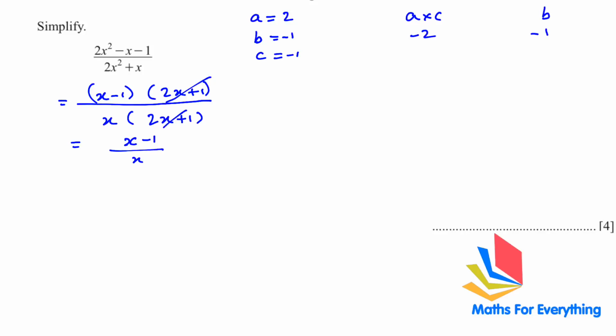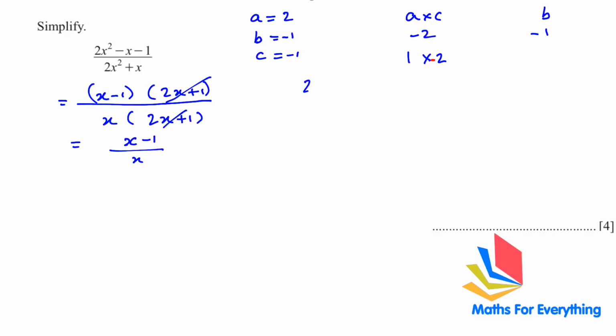Then we need to write the factors of 2. We don't look at the sign for now. In this case, the factors of 2 are only 1 multiplied by 2. When we add these factors, we must get negative 1. So for that to happen, the 2 has to be negative. Now check. 1 multiplied by negative 2 will give you negative 2. 1 minus 2 will give you negative 1. So these are my factors.